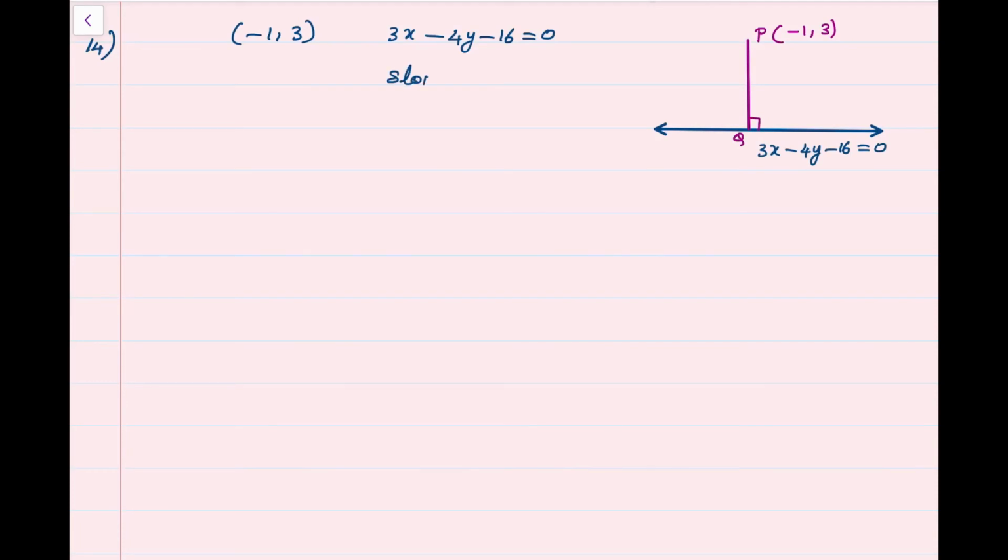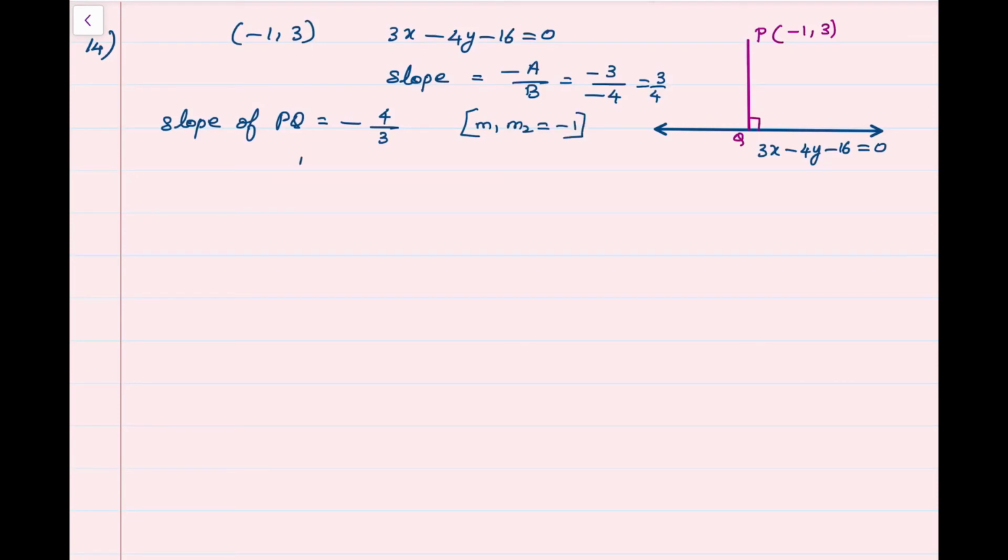Slope of this given line is minus a divided by b, minus coefficient of x is 3, coefficient of y is minus 4, which is 3 by 4. Therefore, slope of PQ will be negative of its reciprocal because it is a perpendicular line. M1, M2 is minus 1. And P point is minus 1, 3. We can write the equation of line PQ using point slope form.